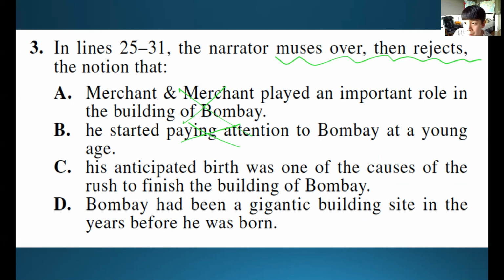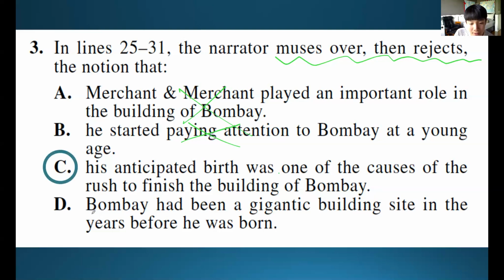Why does it say that? Well, it says that because they're looking for an exact thing that he is thinking about, then he's rejecting. So, he's saying, well, as if it knew it had to provide itself in a finished condition. And then he says, no, I don't really think along such solipsistic lines. So obviously, he's refuting his own thought that his anticipated birth was one of the causes. So that's the correct answer.